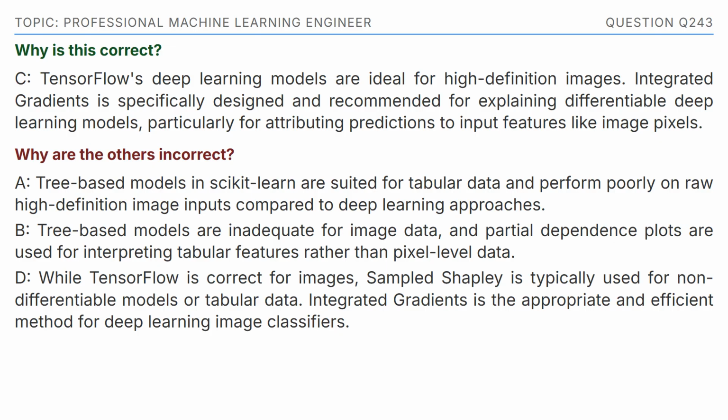Why are the others incorrect? A. Tree-based models in scikit-learn are suited for tabular data and perform poorly on raw high-definition image inputs compared to deep learning approaches. B. Tree-based models are inadequate for image data, and partial dependence plots are used for interpreting tabular features rather than pixel-level data. D. While TensorFlow is correct for images, sampled Shapley is typically used for non-differentiable models or tabular data. Integrated gradients is the appropriate and efficient method for deep learning image classifiers.